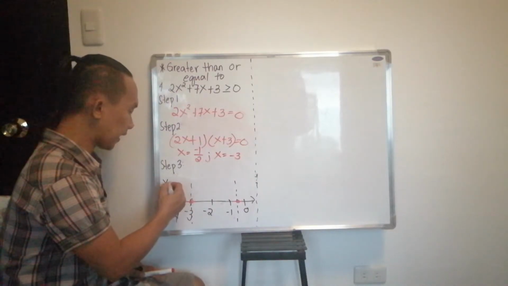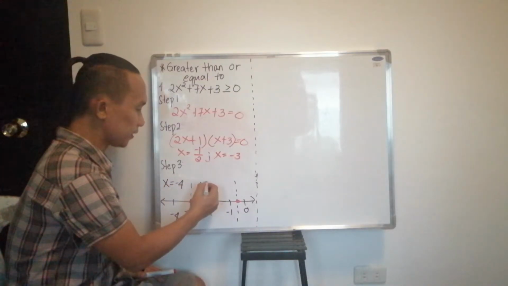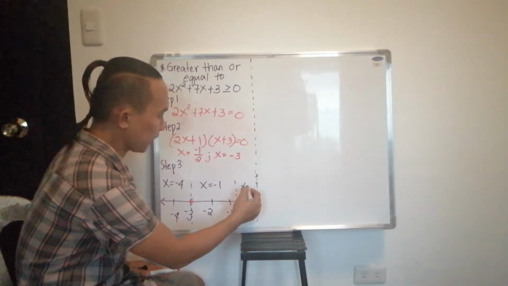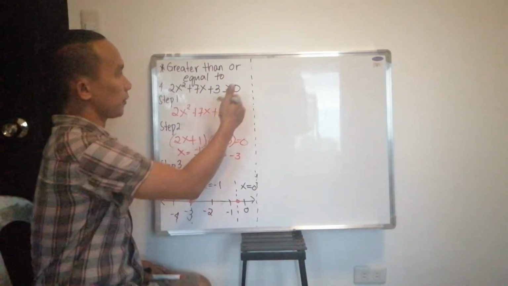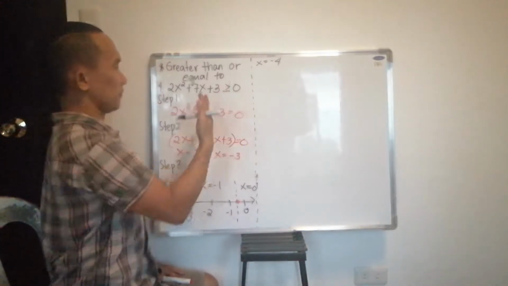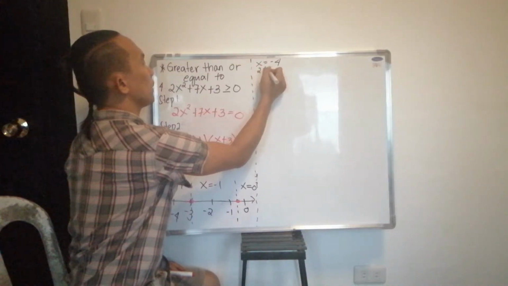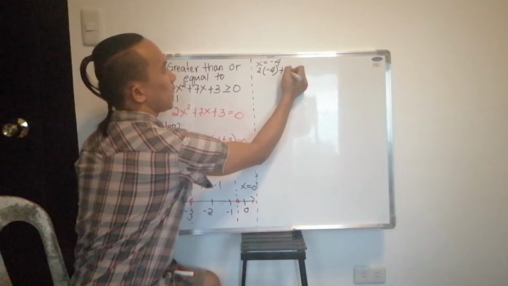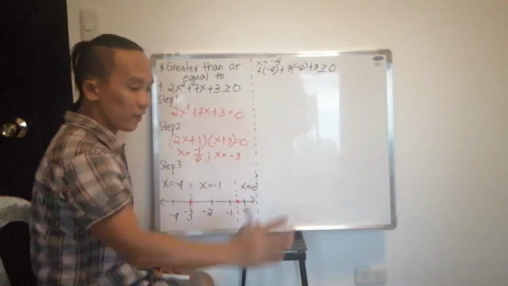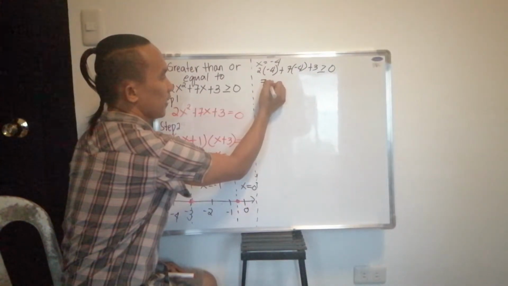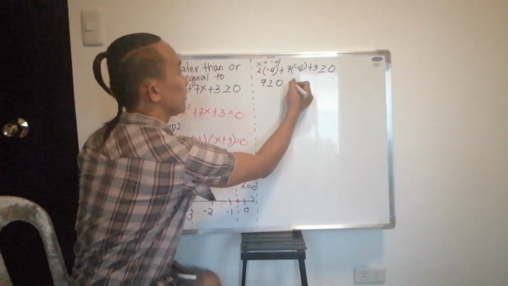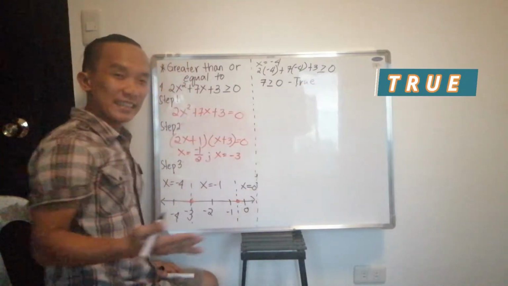So we choose our numbers: let x be equal to negative 4, let x be equal to negative 1, and x be equal to 0. Substituting everything, with x equal to negative 4, you have 2 times negative 4 squared plus 7 times negative 4 plus 3 greater than or equal to 0. Now solving everything, you will have 7 greater than or equal to 0. Now is 7 greater than or equal to 0? That is a true statement.